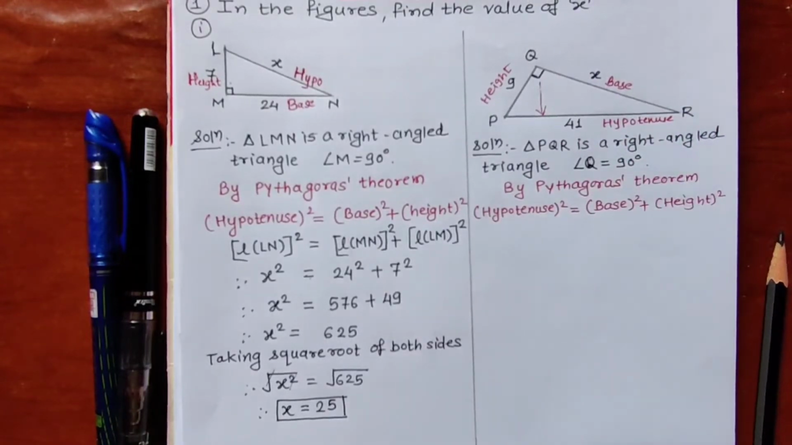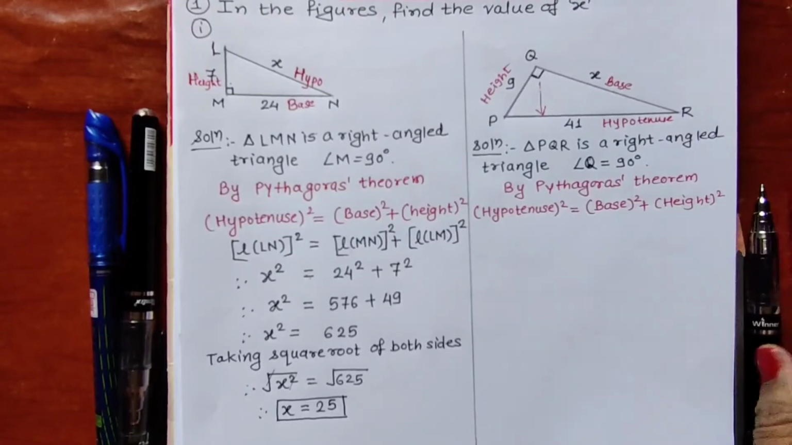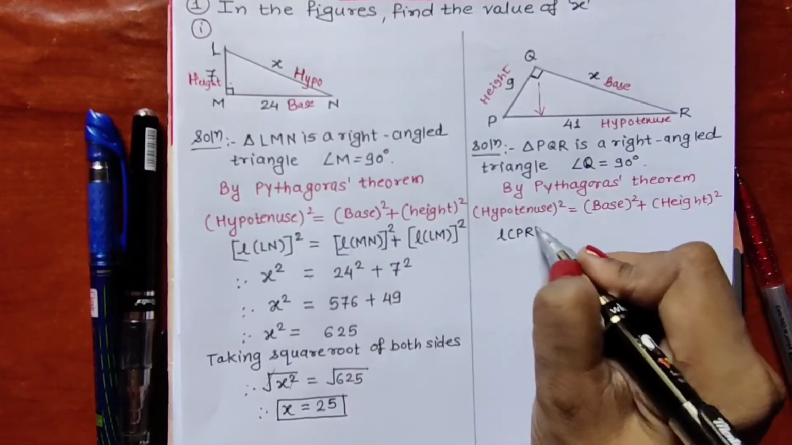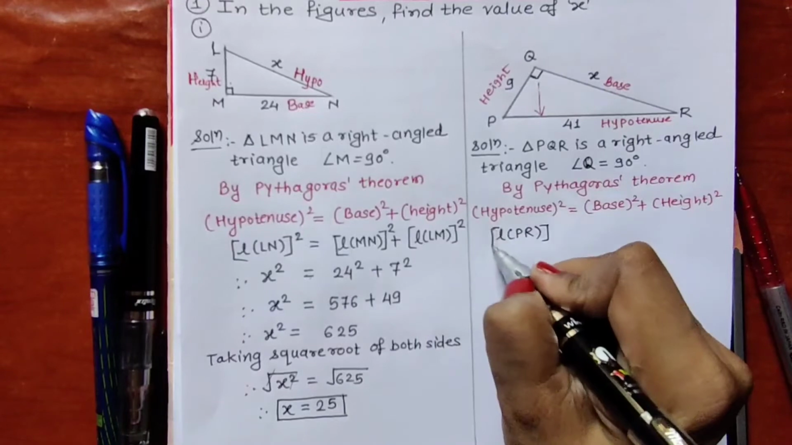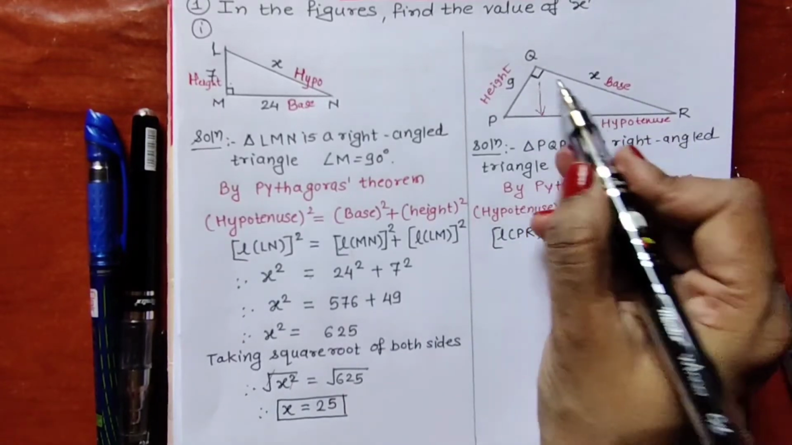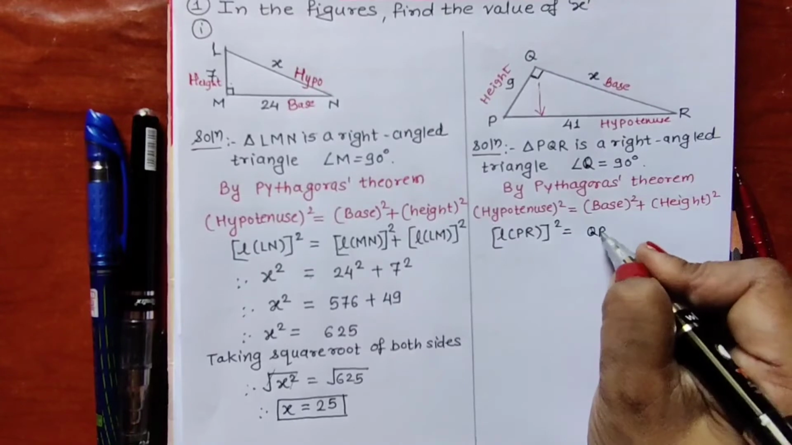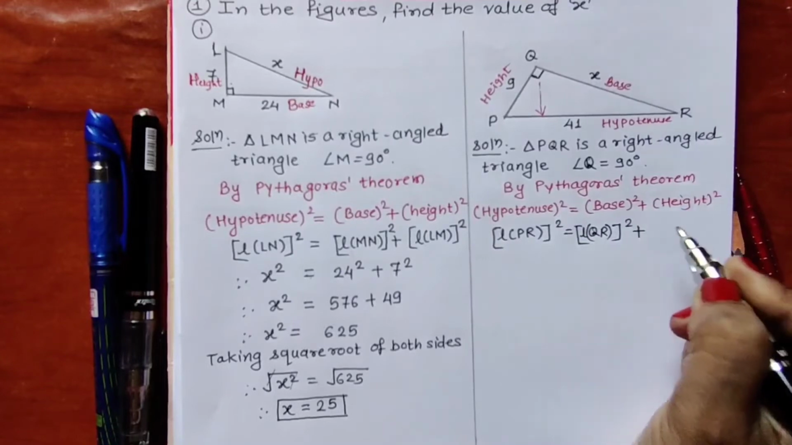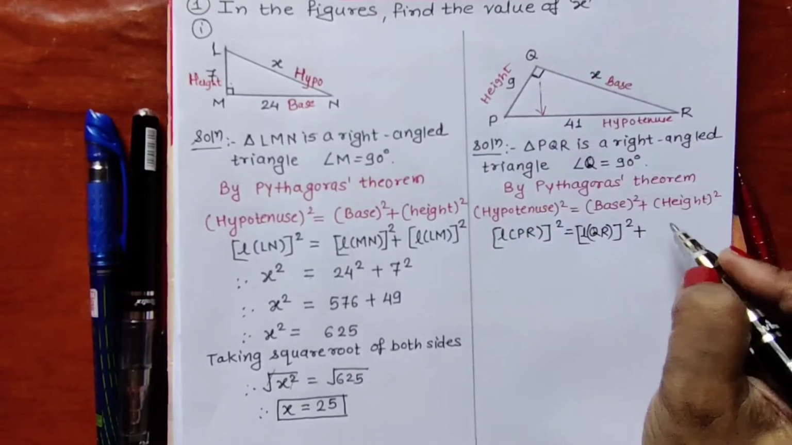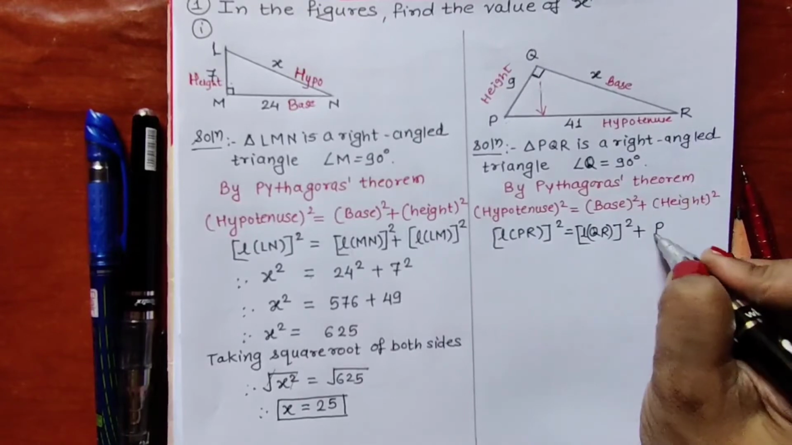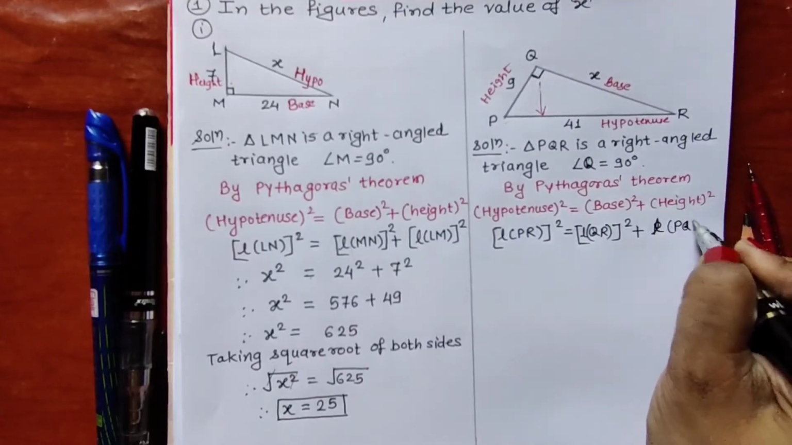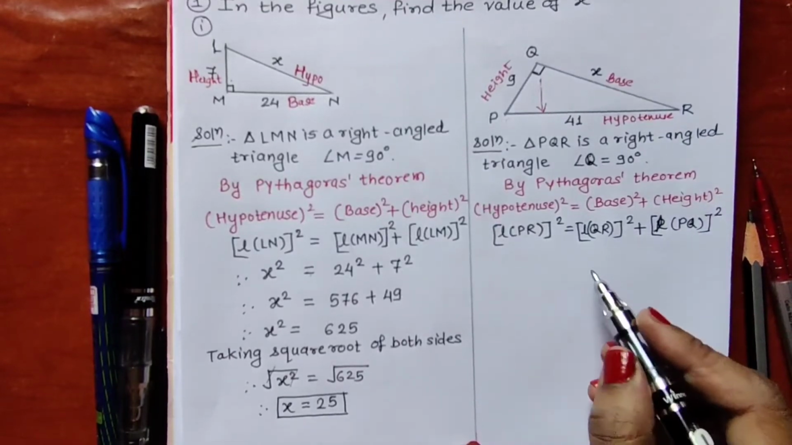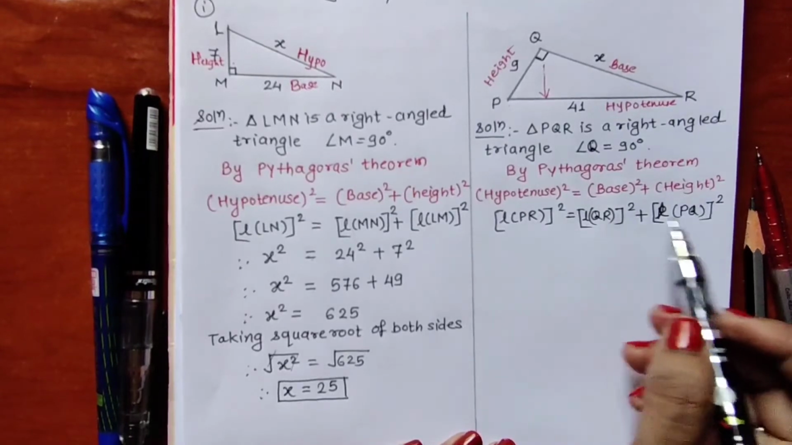So hypotenuse square, we will be writing the names now. Hypotenuse is PR, so length PR square is there. So we put square. Length PR square is equal to base. Base we have taken QR, so length QR square, plus sign is there, put plus sign, and then height is PQ, length PQ square. Now after writing the names, we should write the values of hypotenuse, base and height.